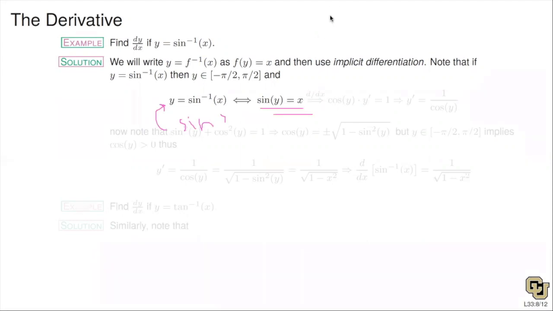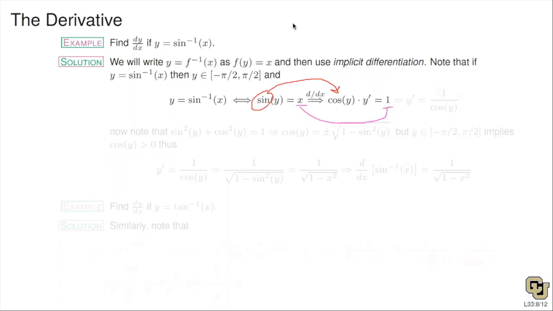Now we're going to differentiate, but be very careful. Y here is a function of x. So when we're looking at sine of y, what we have is a composition of functions of x. I have sine of f of x, where y is the function of x. So when I take the derivative of sine of y, I need a chain rule. The derivative of the outside is going to be cosine y times the derivative of the inside. The inside is y, and the derivative of y is just y prime. Of course, on the other side, the derivative of x with respect to x is just 1.